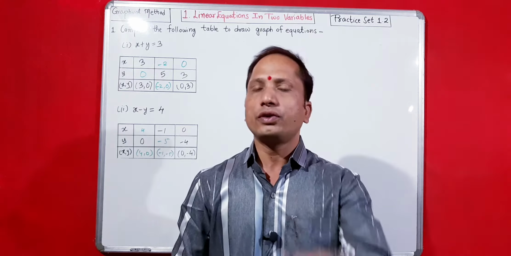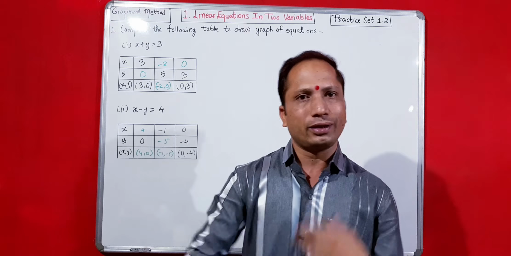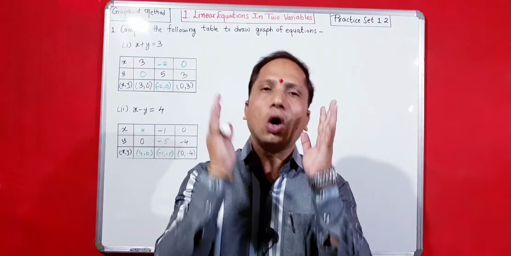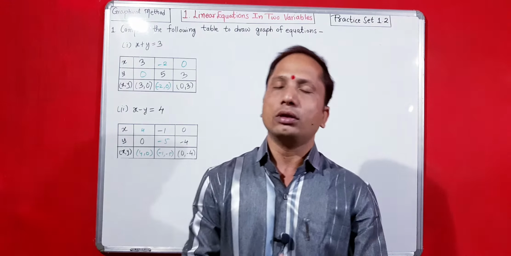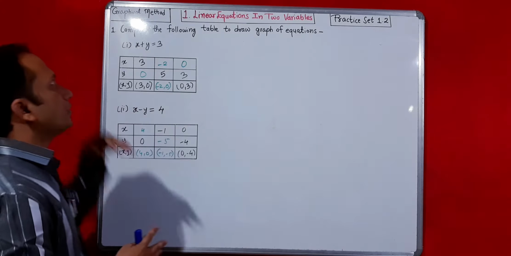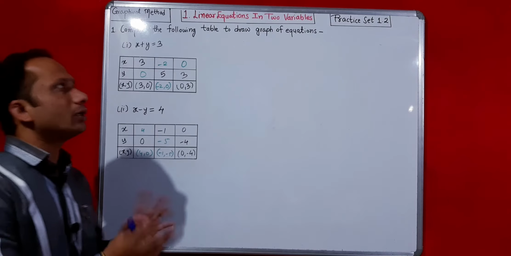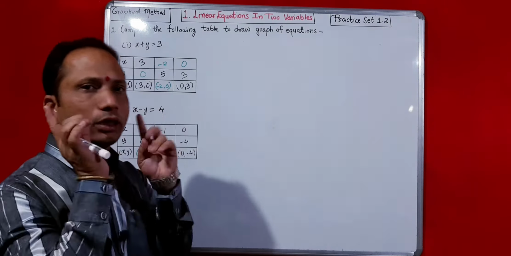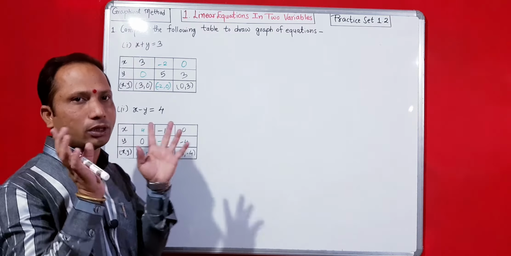Okay, so first is the activity, we'll solve that activity and then we'll solve the second question in which we are going to solve all the linear equations with the help of graphical method. So let's start. Now see that first is given: complete the following table to draw graph of equation. We have to complete the given table to draw a graph of the given equations.